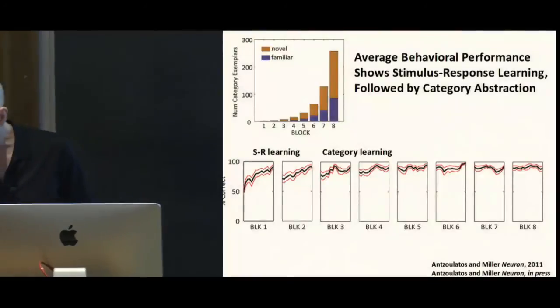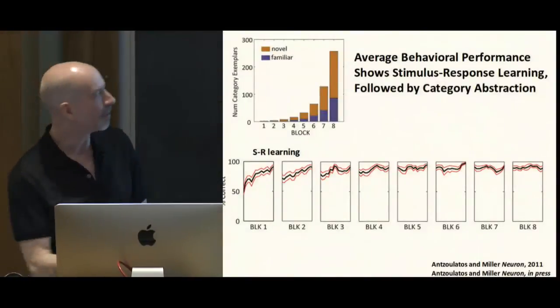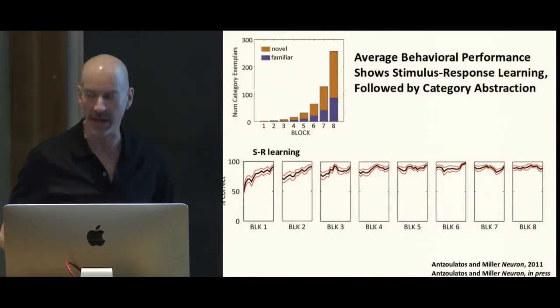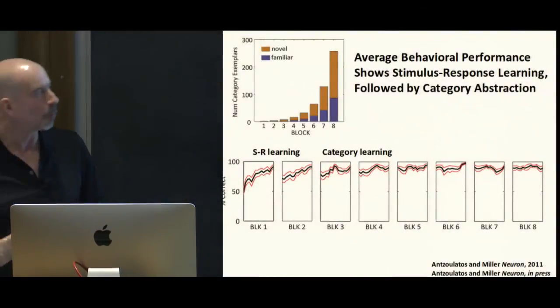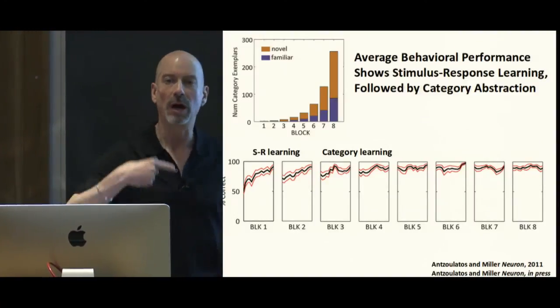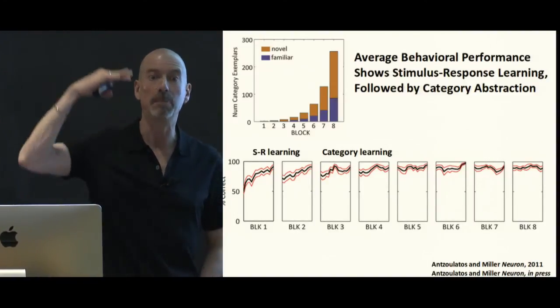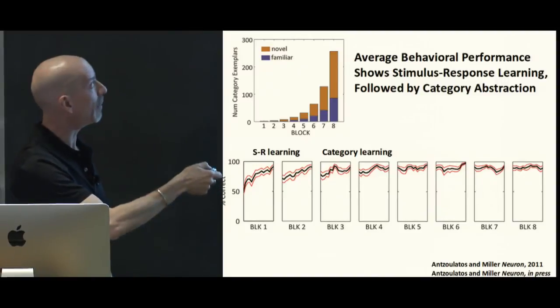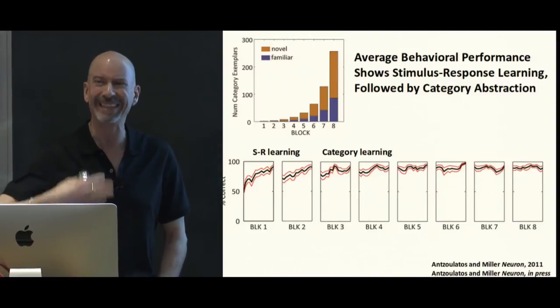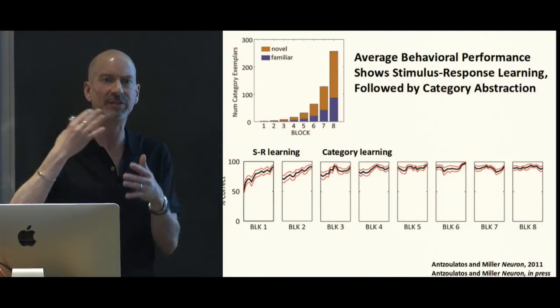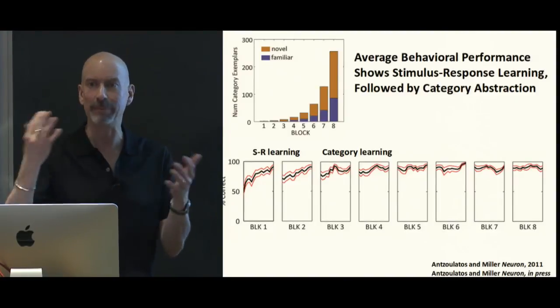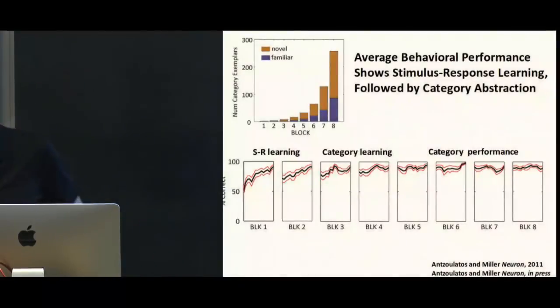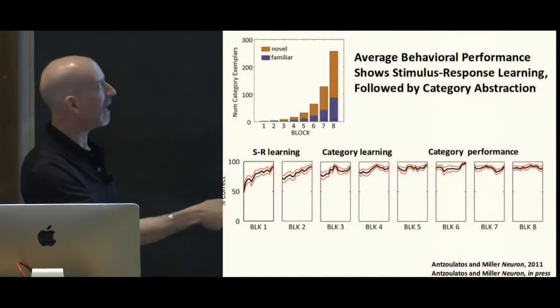So what that means is what's going on here is first the monkey started out in an SR learning phase where it's memorizing everything. Then, after a while, it starts responding to novel exemplars above chance, and we can say it's now entering a category learning phase where it's starting to get the categories. Therefore, it could deal with a novel exemplar and not just be guessing. Then, after a while, the monkey has now learned the categories.